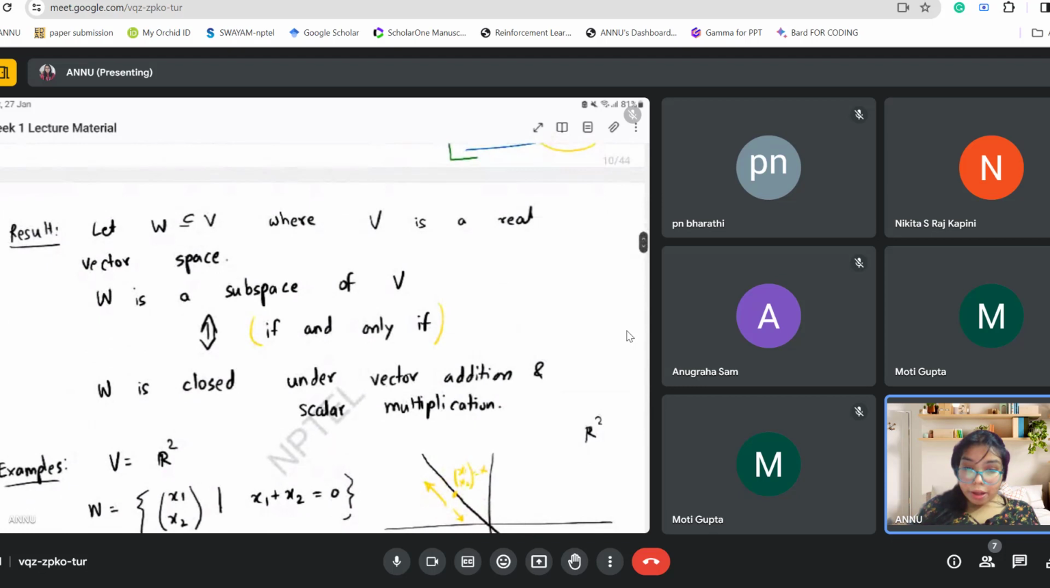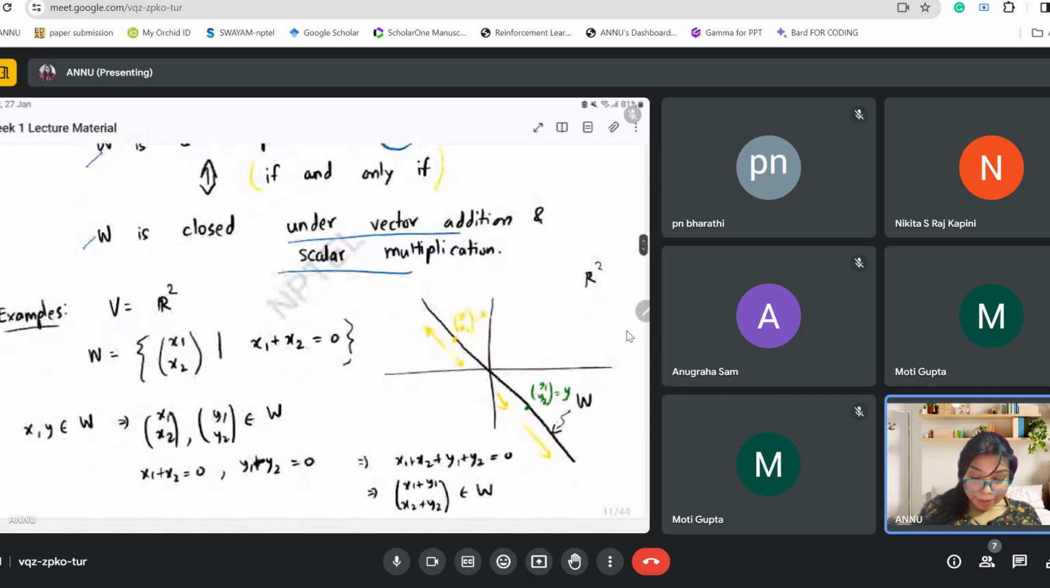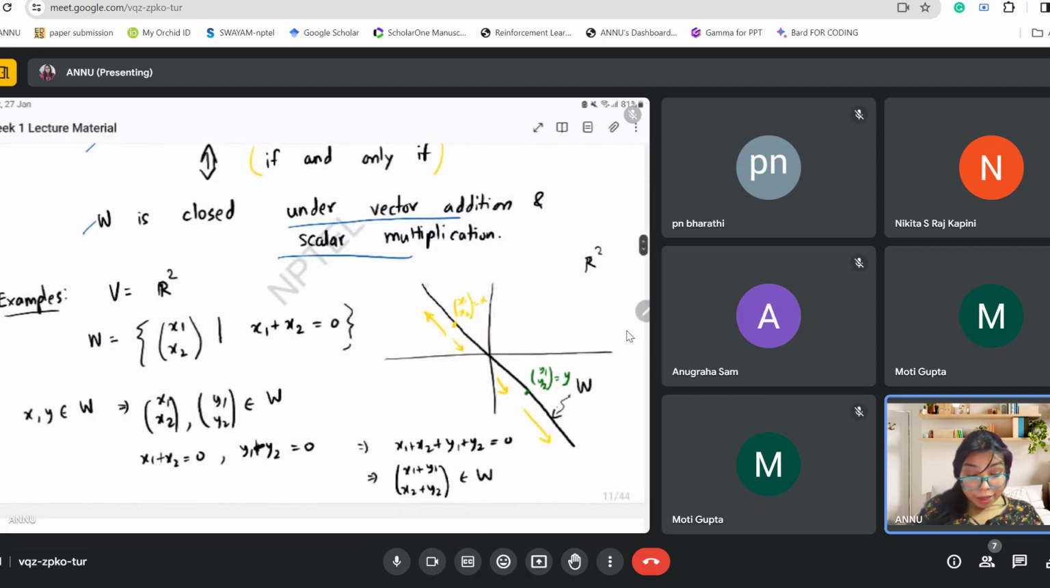Okay, so W is a subspace of V, which is a vector space, if and only if W is closed under these two properties, the same as a vector space. For example, let's see this line. This line is passing through the origin, meaning it has (0, 0). So the first property, additive identity, is verified: (0, 0) is there. Then if this particular value is there, the negative is also there. Okay, the second property is also verified.